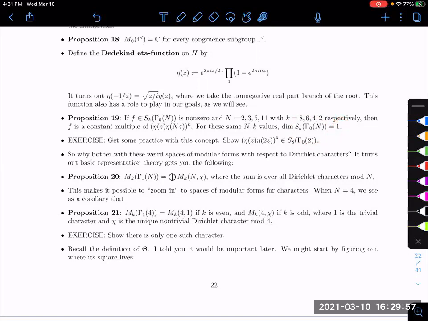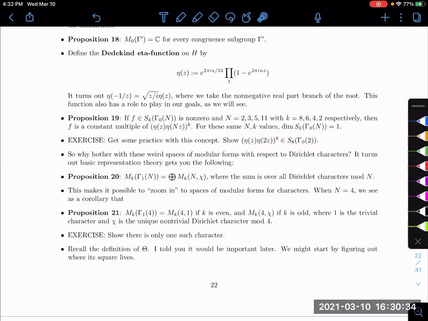And so this eta function is allowing us to understand the cusp forms more or less completely for the congruence subgroup gamma naught of N, which will again be something that will be important later. And as an exercise, in the proof of this proposition, to really be complete, you have to show that eta of z, eta of 2z, all to the 8th, is a weight 8 cusp form for gamma sub 0 of 2. So you can try to show that if you want.